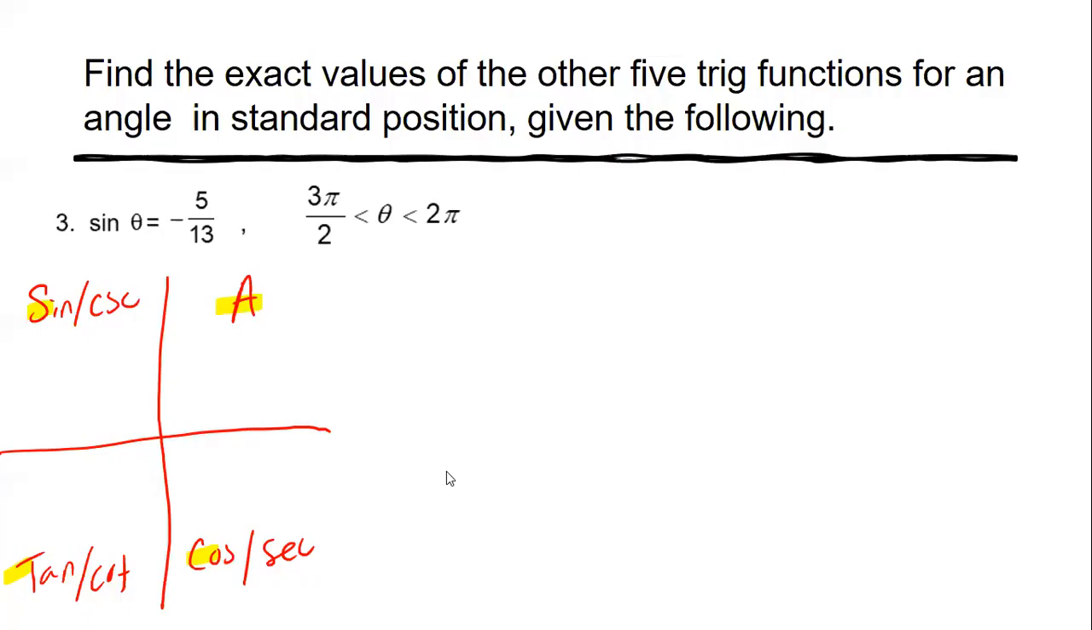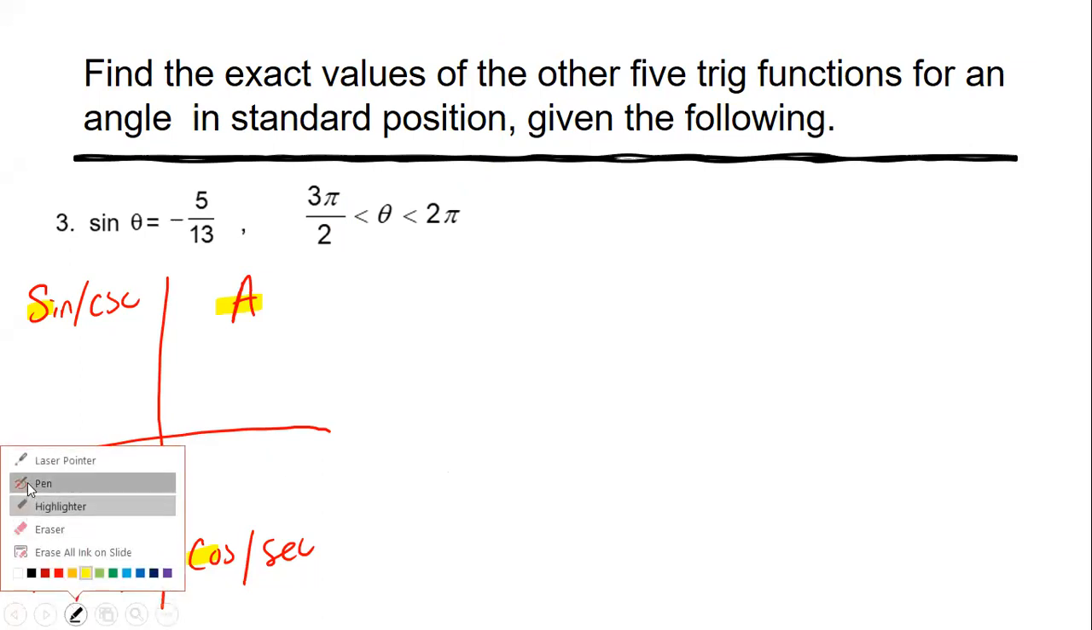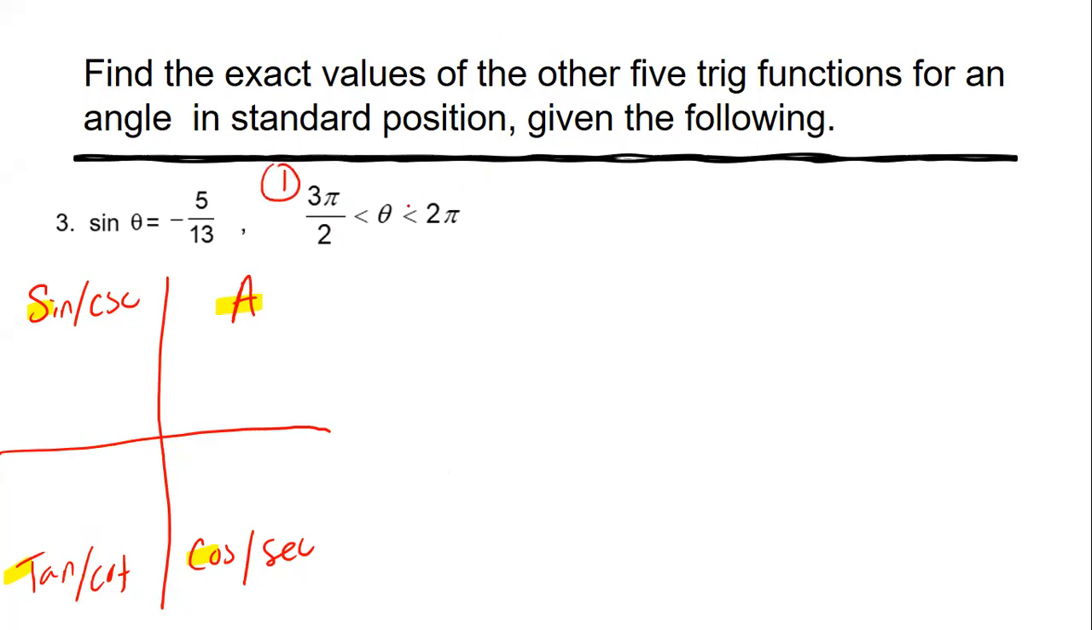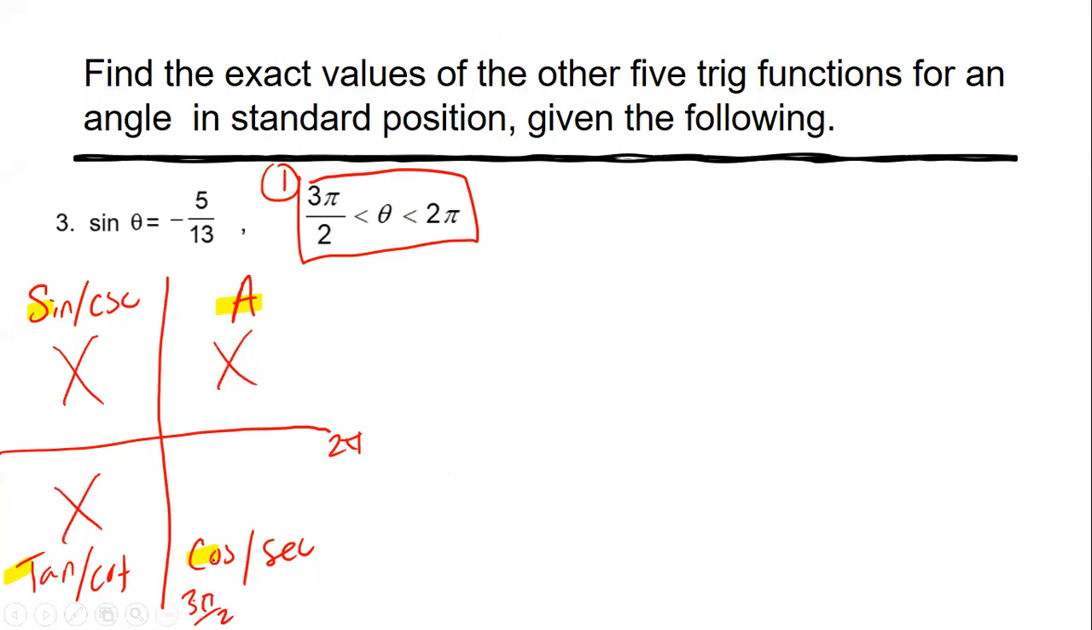So here we go. We have sine theta, and we're going to start here with 3 pi over 2. What is this telling us? This is our starting point. This is telling us our restrictions. We are only going to be focused between 3 pi over 2 and 2 pi. That means I'm not using quadrant 2, quadrant 1, or quadrant 3. I'm only using quadrant 4. It gave me a restriction on where my angle lies.